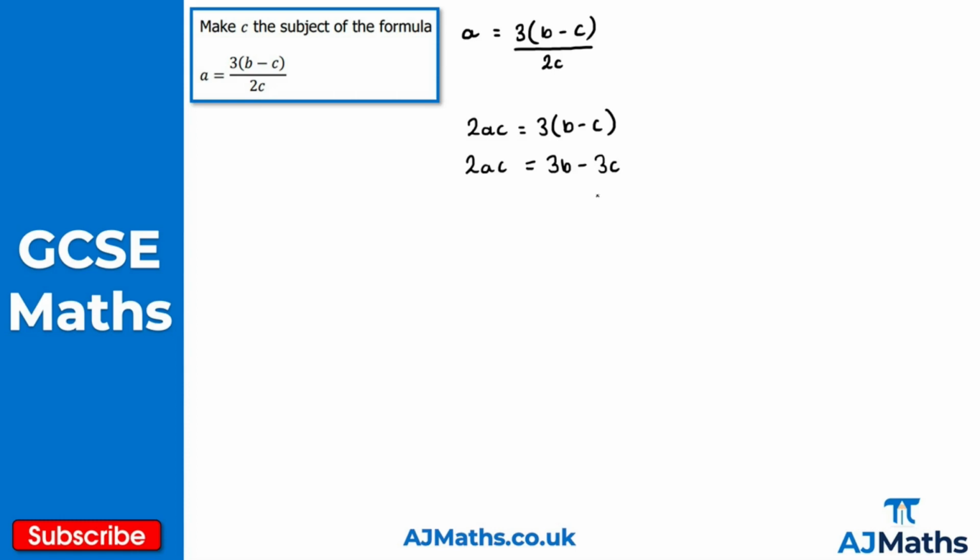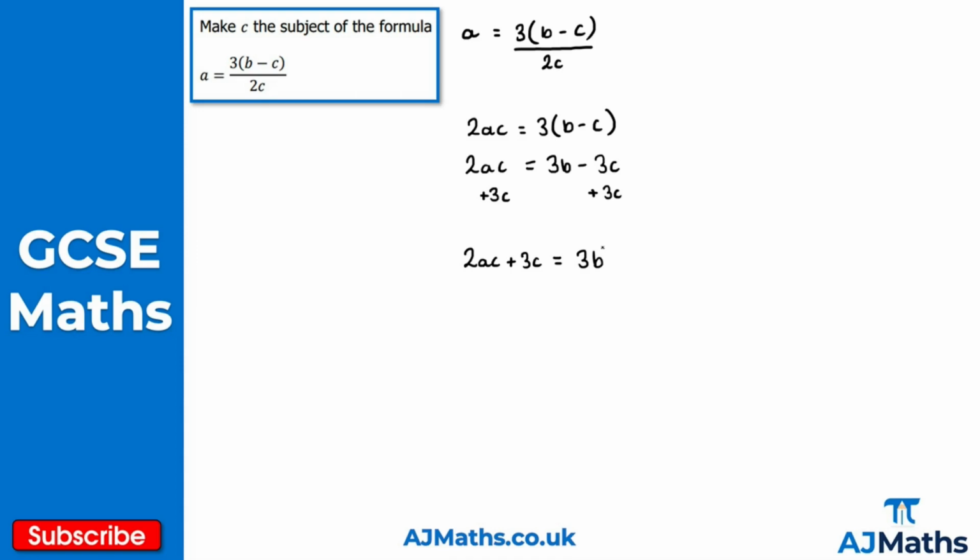But what I need to do now is just collect anything that involves C on one side of this equation and then everything else on the other side. So all I need to do here now is just add 3c to both sides, get rid of this minus 3c here on the right hand side. We'll add 3c here to both sides. On the left hand side, we're going to get 2ac plus 3c, and that will be equal to 3b.